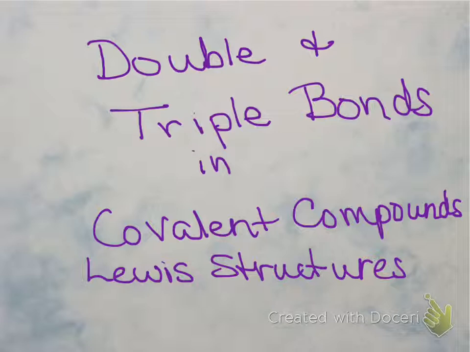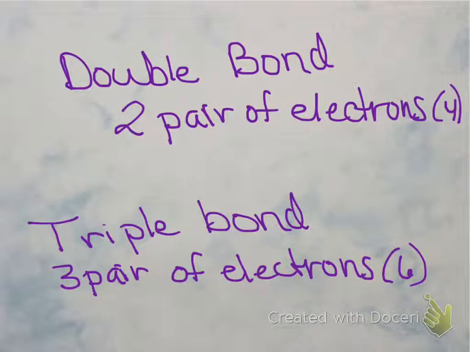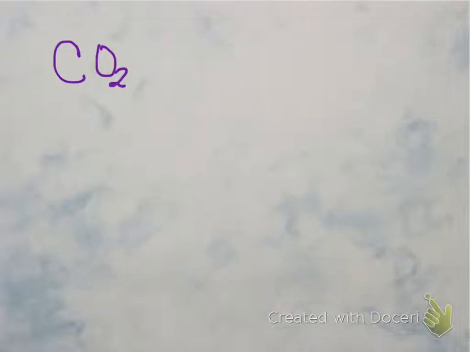This video is going to show you how to draw covalent compounds, Lewis structures for compounds with double and triple bonds in them. So the first thing we need to do is think about what I mean when I say a double bond and a triple bond. We said a single bond is when two atoms share one pair of electrons. So it follows that a double bond is when two pairs of electrons are shared. That would mean a total of 4 electrons. And a triple bond is when 3 pairs of electrons are shared, or 6 electrons. So let's jump right in and look at some examples of how we draw these Lewis dot structures.